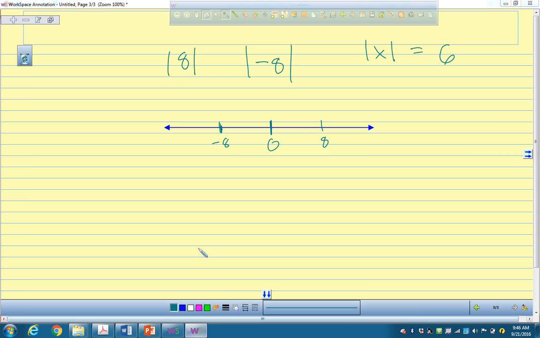Yes, Fred? What does it mean? It could be 6 or negative 6. Yeah, but what does it mean about the distance from 0? Oh, it's 6 away from 0. The distance from 0 is 6, right? So this means the distance from 0 is 6.